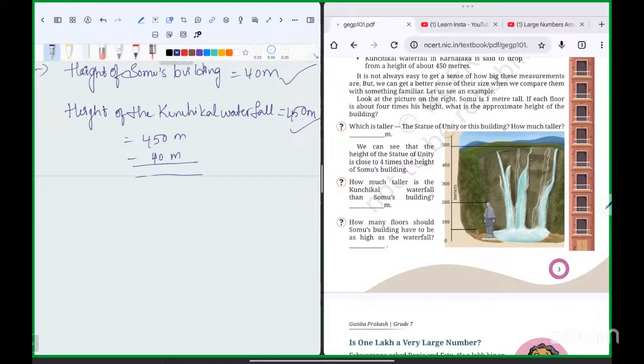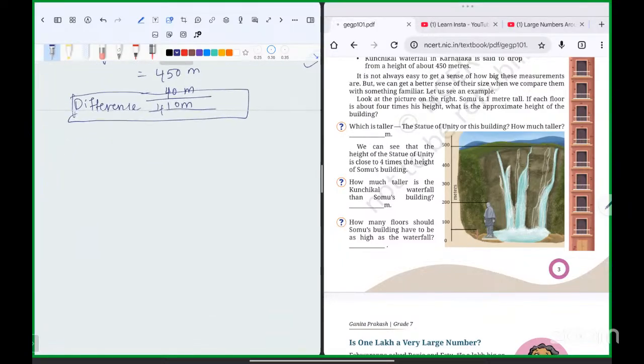So 0 minus 0 will be 0, 5 minus 4 will be 1, and it is 4. So the difference between the Kunchikal waterfall and the height of Somo's building is equal to 410 meters, which is the solution for this exercise question. So let us move to the next question.